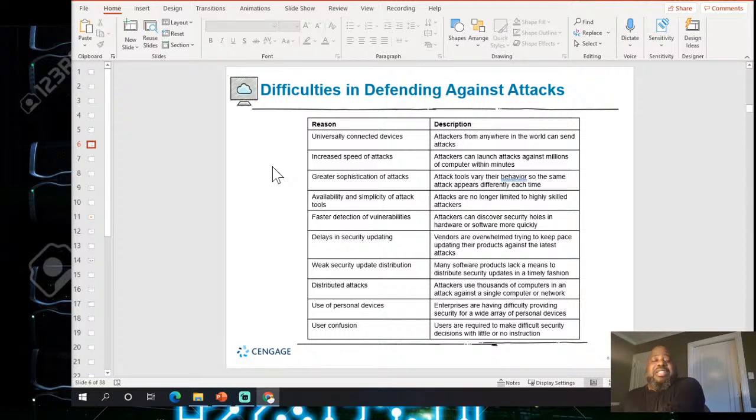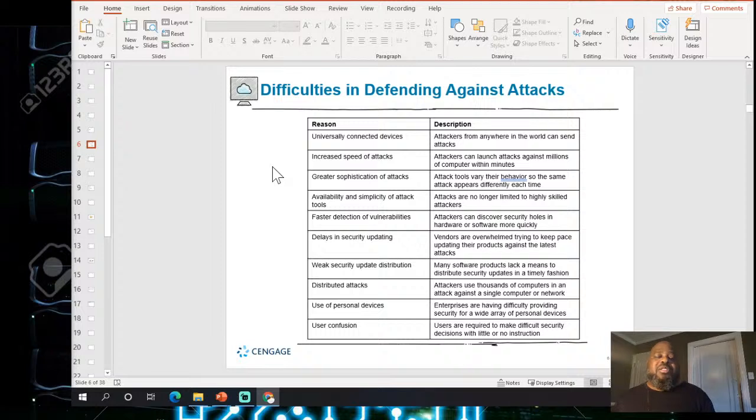Availability and simplicity of the attack, faster detection of vulnerabilities, delays in security updates, weak security update distribution, distributed attacks, use of personal devices, and user confusion. Right, users are required to make difficult security decisions with little or no instruction. So any security you do should be easier for your users to implement, right? If your users are struggling to implement your security, it's not done very well.